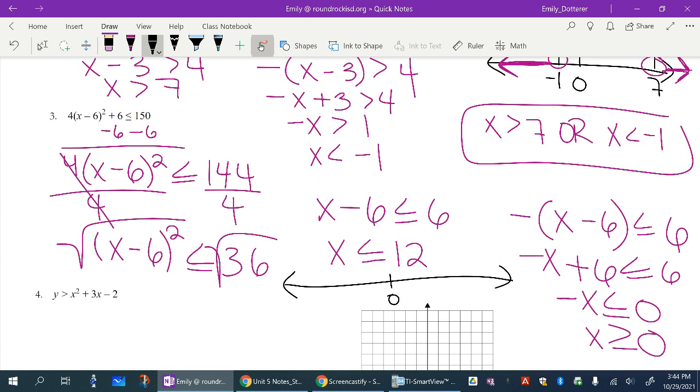So we've got 0. We've got 12. This time we have closed circles because we have that equal to. It's x is less than or equal to 12. So the numbers that are less than 12 are to the left. X is greater than 0, those are to the right. We get that barbell shape, so it's an and. So our answer is x is less than or equal to 12, and x is greater than or equal to 0.